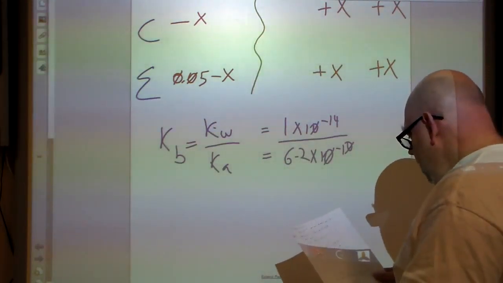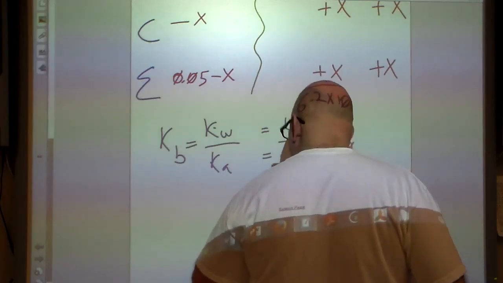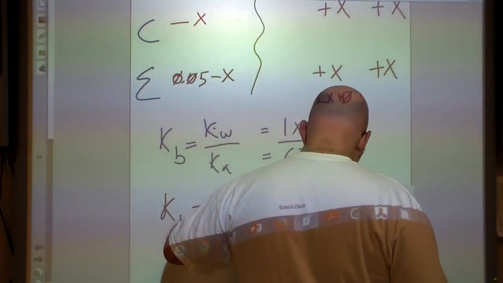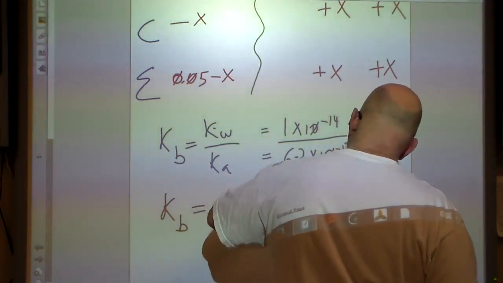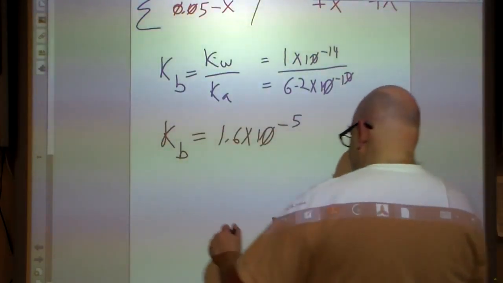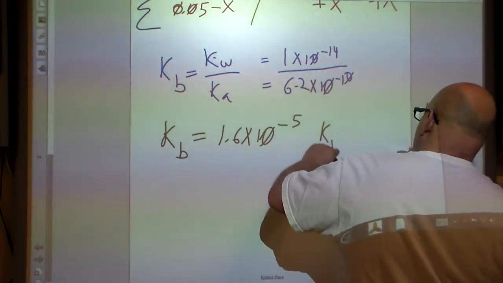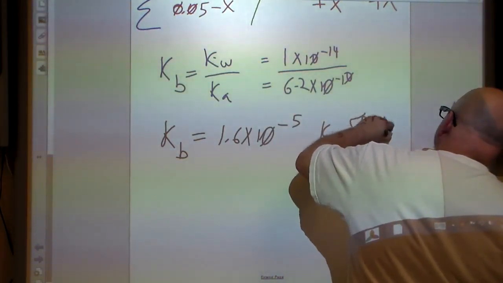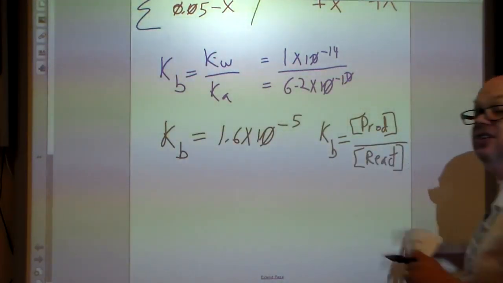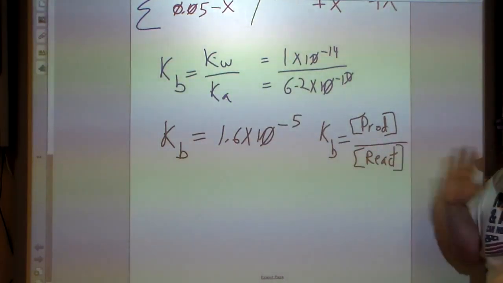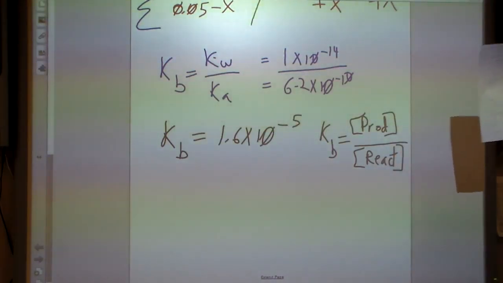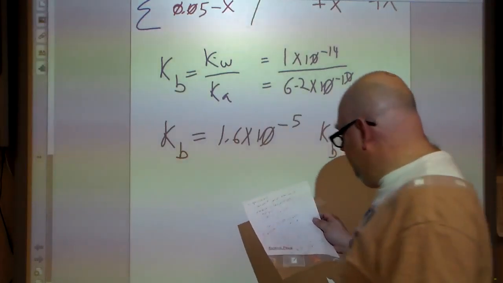Okay, so we found that our Kb is equal to 1.6 times 10 to the minus 5th. Okay, what is that going to do for us? Watch this. Because we know that Kb is equal to the concentration of our products over the concentration of our reactants, just like Ka, right? Nothing you haven't seen before. That's our equilibrium, okay? That's a standard formula for all of us in chemistry. We've been working with it.